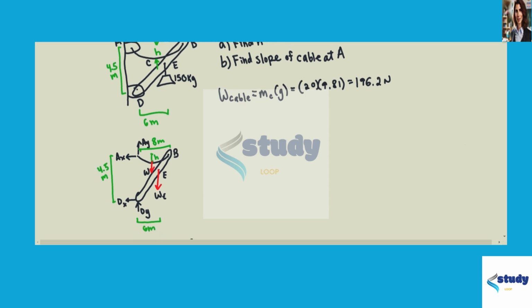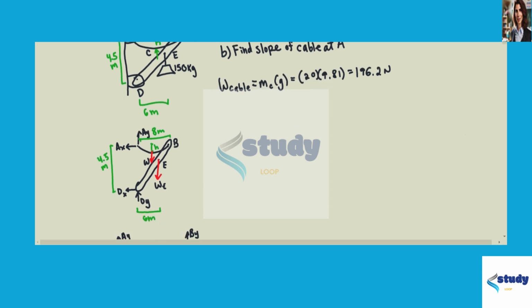The first thing we're going to do is draw the free body diagram for the whole problem. We're going to apply the reaction forces at A. AY is in the positive y direction, and AX is in the negative x direction. And also the reaction forces at D. DY is in the positive y direction, and DX is in the negative x direction.